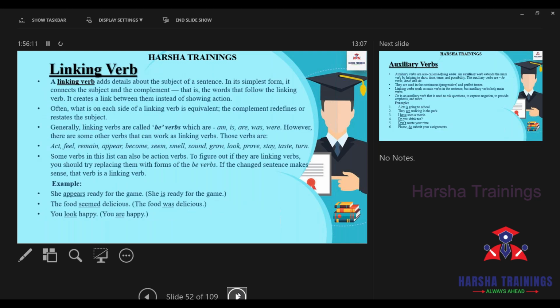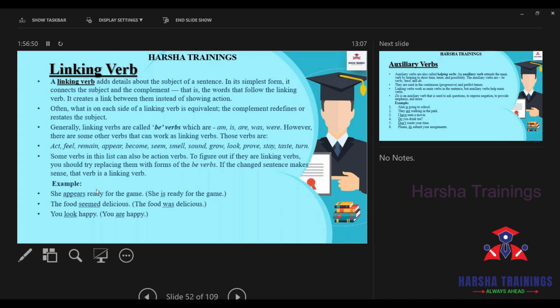Okay, linking verbs are nothing but verbs that add details about the subject. Okay, for example, the words are given. Linking verbs are the be forms that I've told you, helping verbs. Am, is, are, was, were. These are called be forms, be verbs. Act, feel, remain, appear, become, seem, smell, sound. These are some verbs in this list. Some of the words in the list can also be action words, because they can also act as linking verbs.